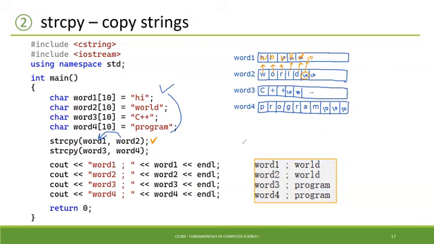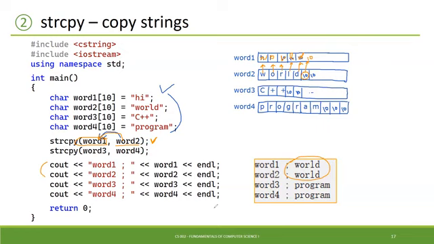Yeah, so from right to left. Okay, so word 2 stays the same. Word 2 still has "world", and the first word changed. Is it okay? So after that, when you print out, they will both be "world". Is it okay?